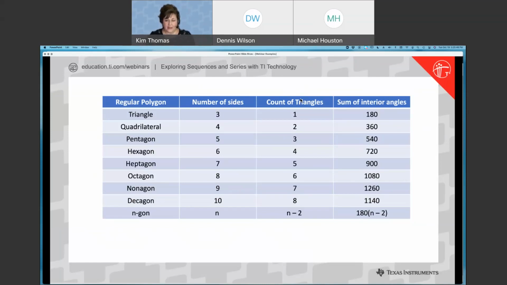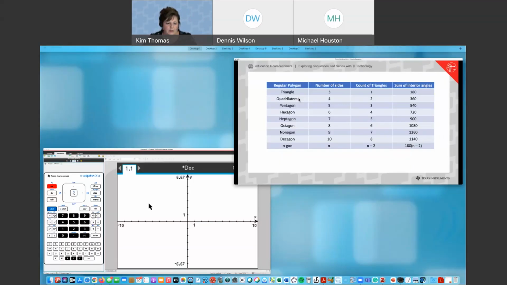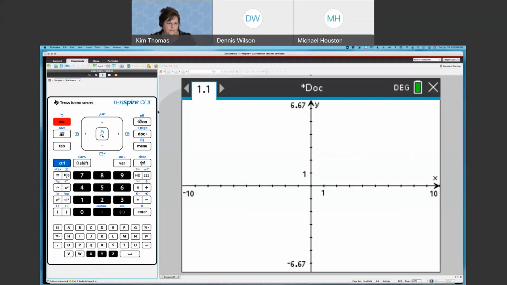So if they don't already know this formula, I want to build that concept with them. But I also want to look at it from a sequential point of view because especially on polygons, we don't have 2.5 sides. That's not going to happen. So it really fits in nicely there. So we're going to go back to our Nspire and we're going to plot that.